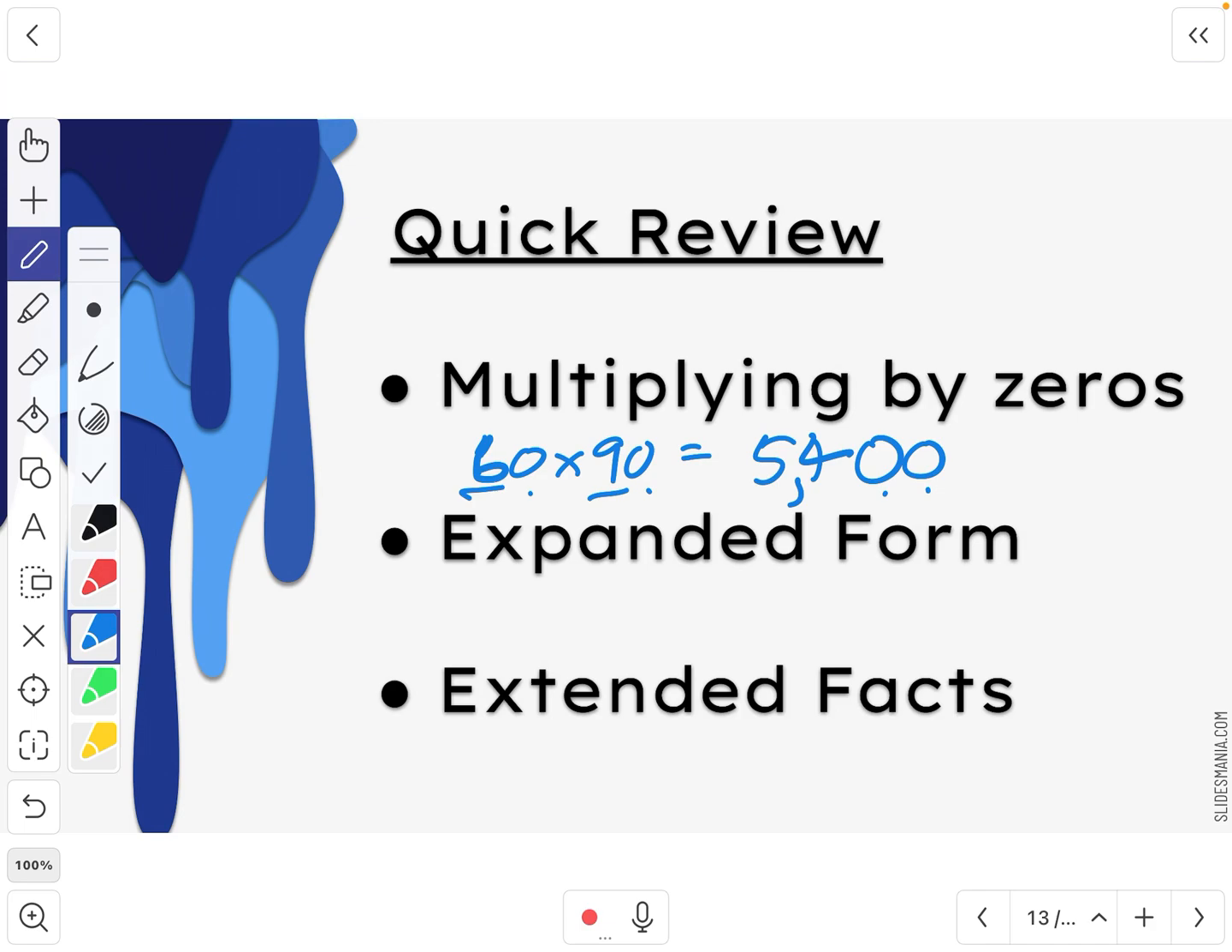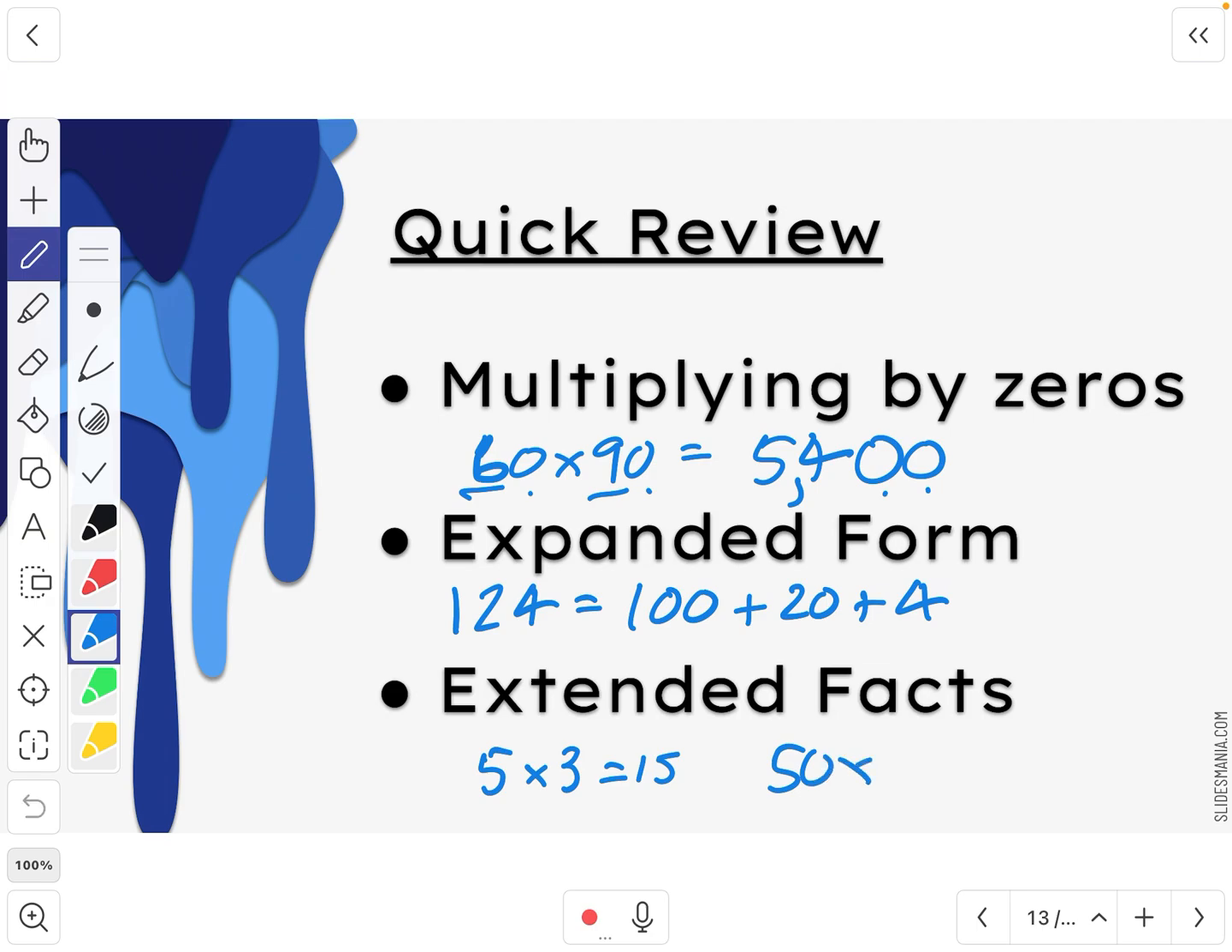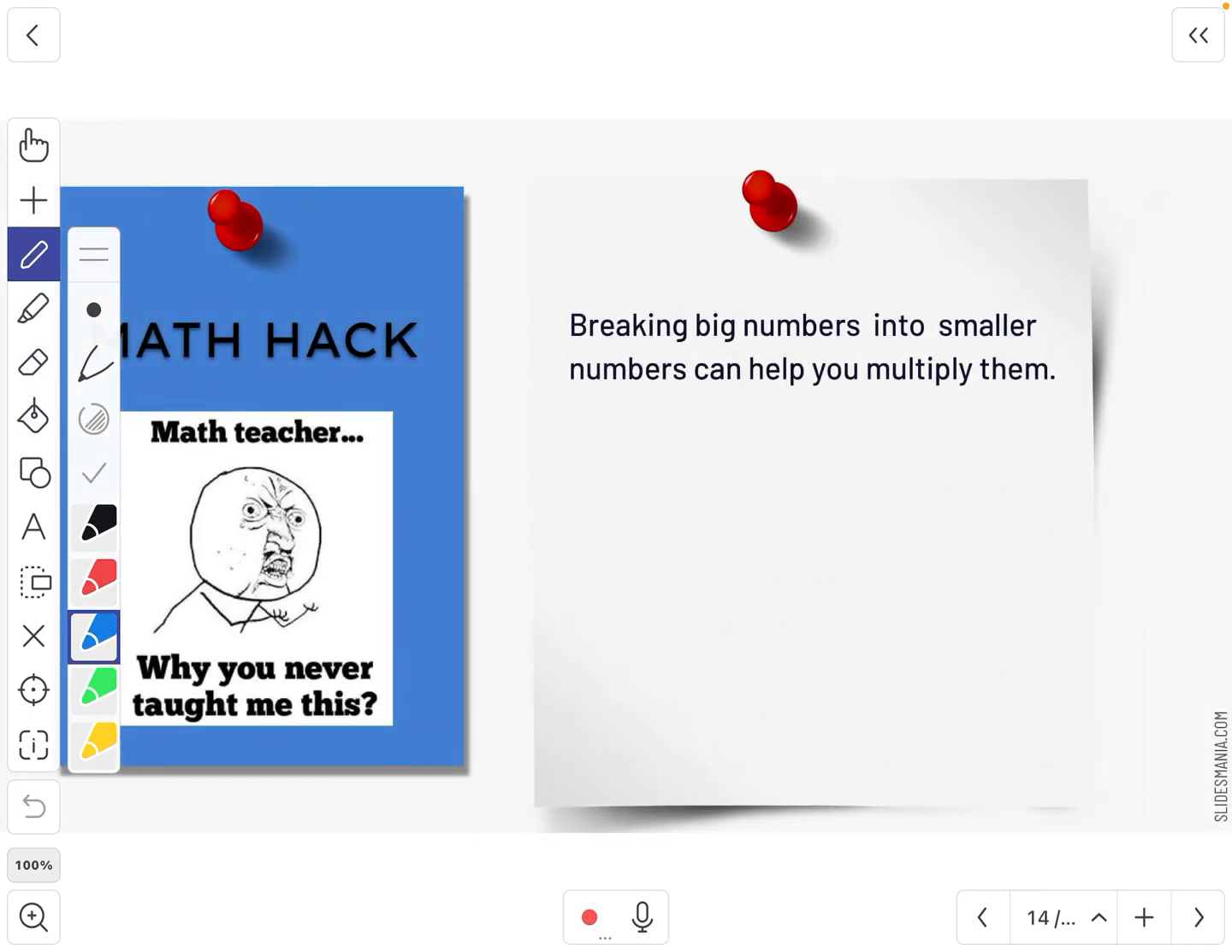Expanded form, remember we worked on that. 124 is the same as 100 plus 20 plus 4. These are the things we've worked on the last 3 days. And extended facts: if 5 times 3 equals 15, then we know that 50 times 3 equals 150. Because remember, if you add a 0 someplace on the left of the equal sign, you add a 0 someplace on the right. Now, we've worked on those, you've practiced those, and you've mastered those. So now you're ready for partial products multiplication.